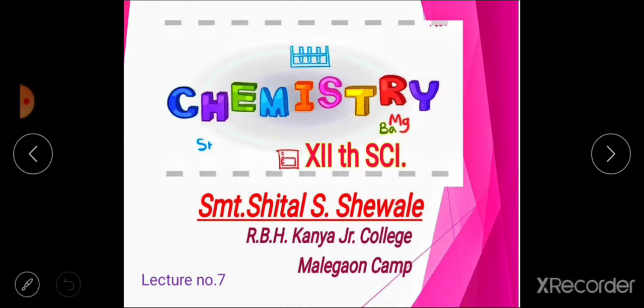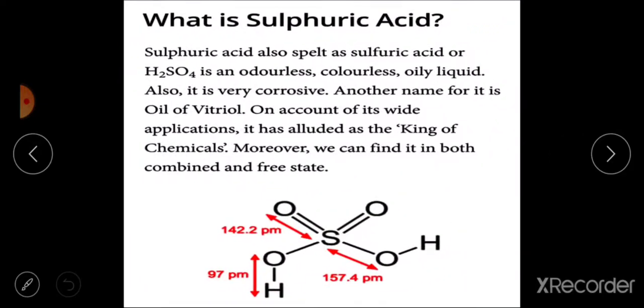In today's session, we will see sulfuric acid. The molecular formula of sulfuric acid is H2SO4. It is a colorless, odorless, oily liquid. It is very corrosive in nature. It is also called as oil of vitriol.